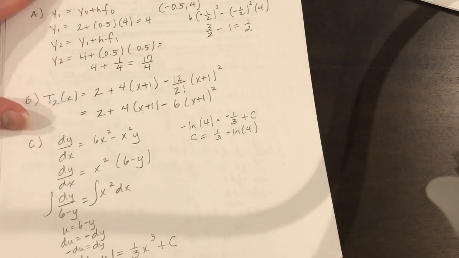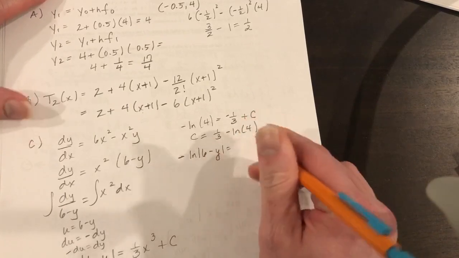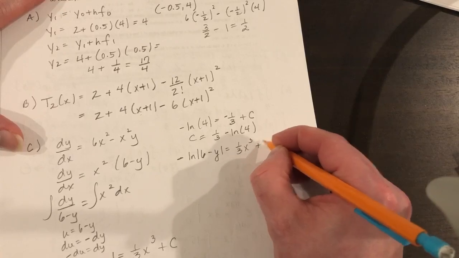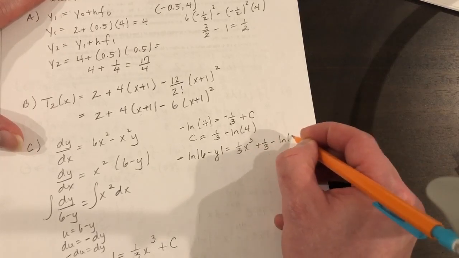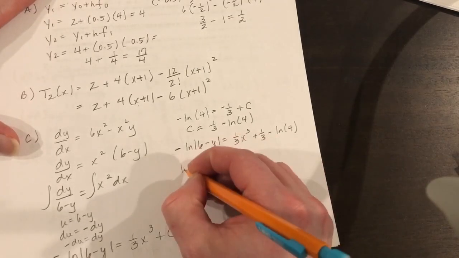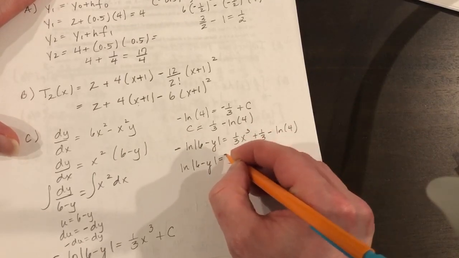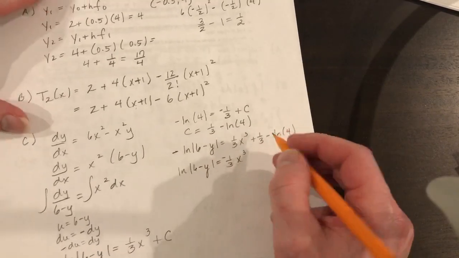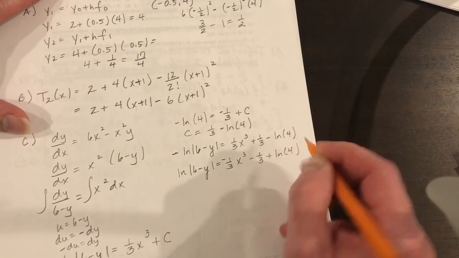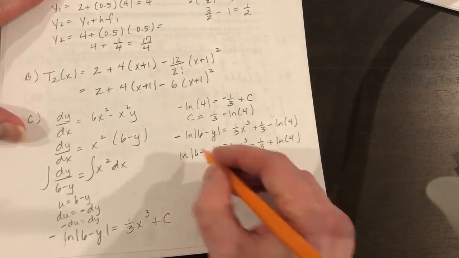Okay, now we got to solve for y. So negative natural log absolute value of 6 minus y is equal to 1/3 x cubed plus 1/3 minus natural log of 4. I'm going to divide everything through by a negative sign, okay? Okay, now to get rid of the natural log, I'm going to e both sides.